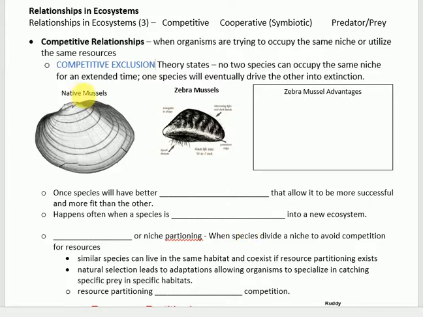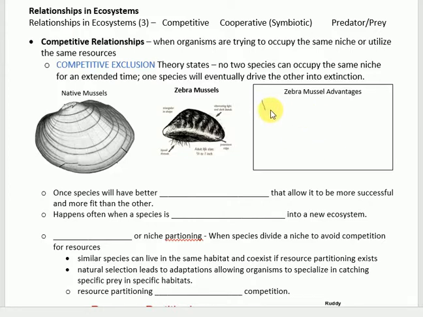So here is an example. Here actually in the United States, we have our native mussels, and this is in the freshwater Great Lake area. And then we have these mussels called zebra mussels, and this actually happened in the Great Lakes. These zebra mussels were somehow brought over and introduced. And basically what happened is that they ended up being able to survive over the native mussels because they were competing for that same niche and they had some advantages over the native mussel.